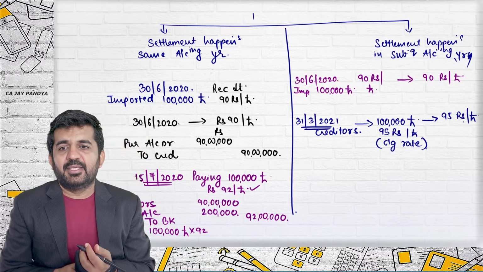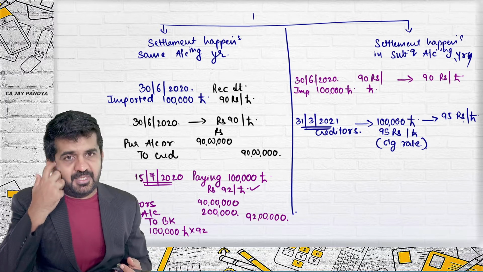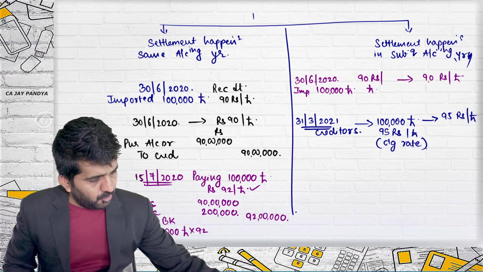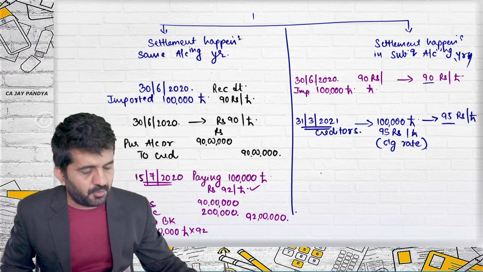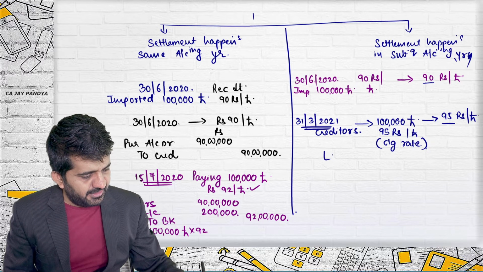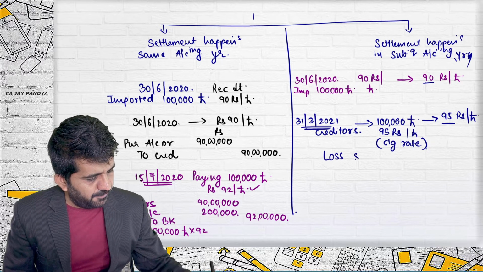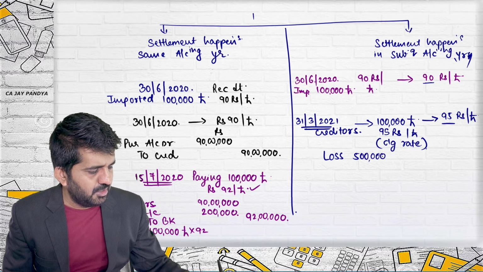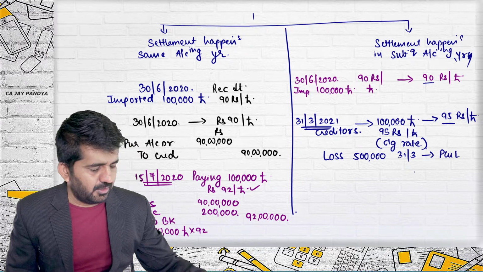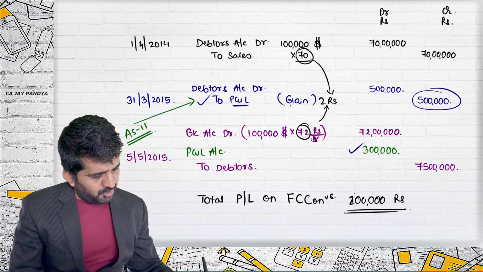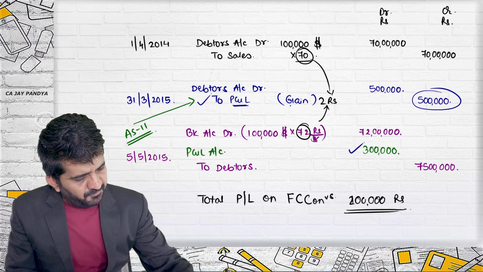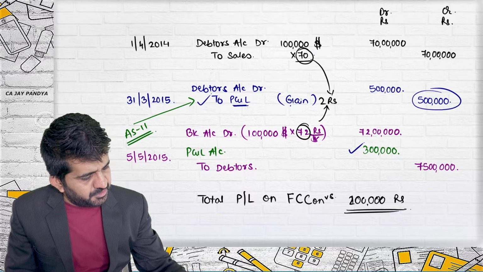Can you tell me there will be profit or loss? Think and tell me, because the rate has increased from 90 to 95. Sir, loss. There is a loss of practically 5 lakhs rupees, which will be transferred on 31st March to P&L account. Can you tell me, here also the rate was increasing. There was a profit, 70 to 72.